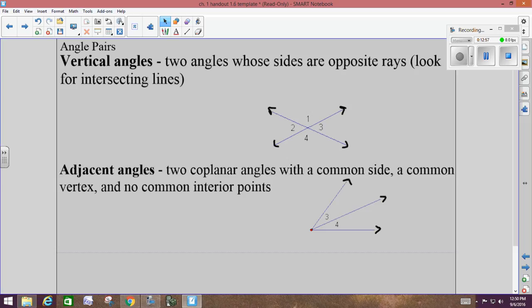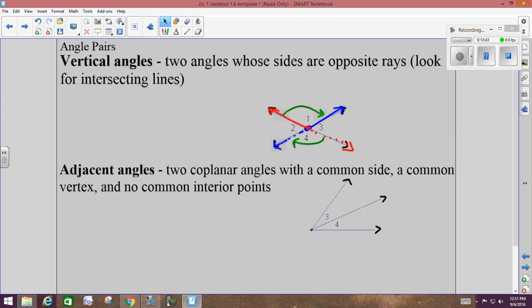And it tells us to look for intersecting lines. Opposite rays share an endpoint and form a line. So those blue ones, those are opposite rays. The red ones are opposite rays. Angle 1 is formed by a red ray and a blue ray. Angle 4 is formed by the red opposite ray and the blue opposite ray. So angle 1 and angle 4 would be a pair of vertical angles because they're formed by opposite rays, by those intersecting lines.